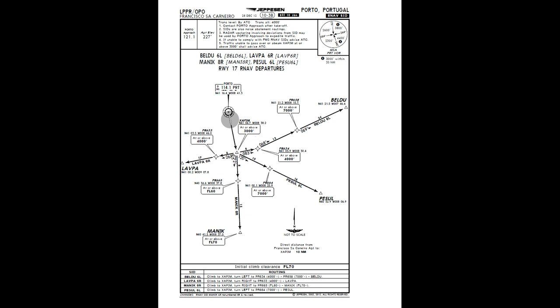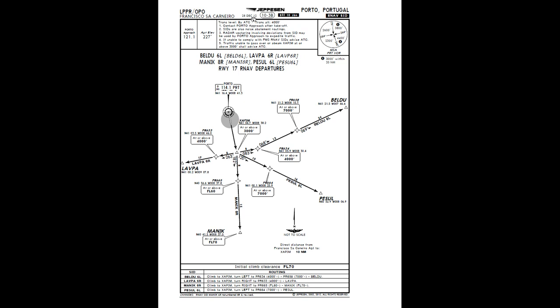Then we will turn to the right on 263 degrees, inbound Papa Romeo 633, and we must be at or above 4000 feet at this point. The climb gradient for today is fine, so we will continue the climb without any restriction, and then we can continue on 263 degrees to the LAVPA waypoint, where we will finish our standard instrument departure.